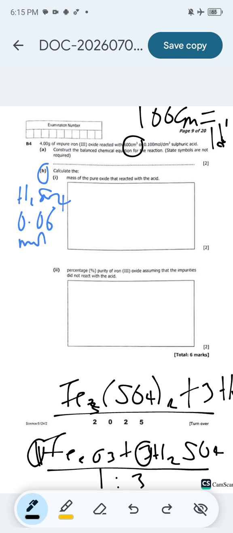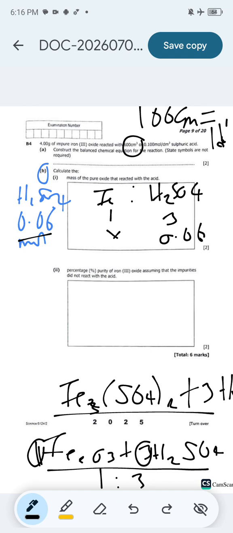So this 1 to 3 mole ratio is going to be used for us to calculate the number of moles for iron 3 oxide. How are we going to do that? We are just going to say, if this is iron 3 oxide to sulfuric acid, sulfuric acid has 3, and then this one has 1. And then what is the number of moles for sulfuric acid? This one we calculated here, 0.06. And then how about iron? Iron is X. We are looking for the value of X.